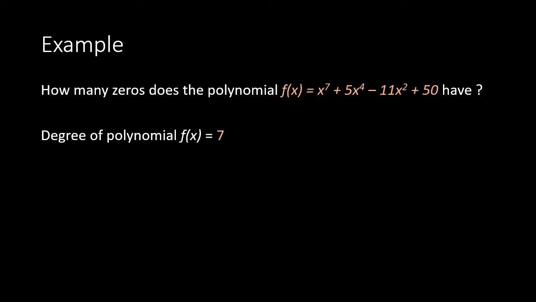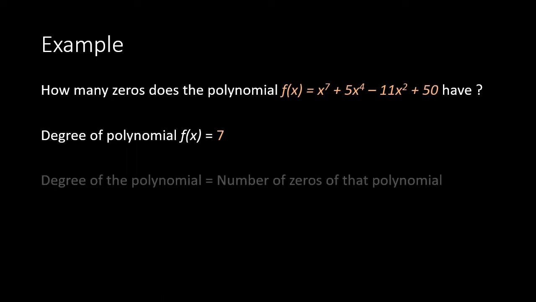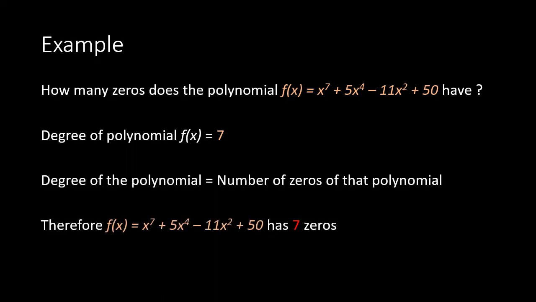And from the previous slide, we learned that the degree of a polynomial is equal to the number of zeros that polynomial has. So therefore, f of x has 7 zeros. This means that there are 7 values of x which, when substituted in the polynomial and we solve the right hand side of it, we get f of that number equals 0. This is the real meaning of the zero of the polynomial.